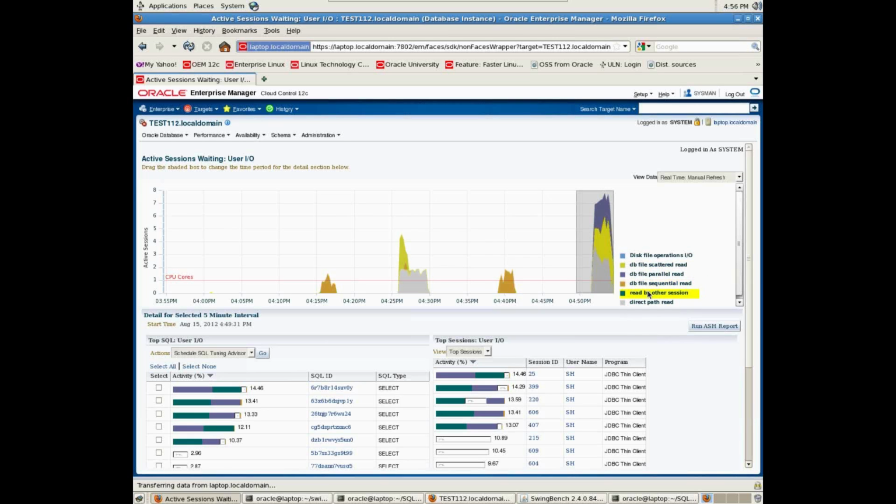There's also read by other session, because I've got 4 of these running. You get DB file parallel read, which again is because there's more than one session trying to do the direct path read thing. And we get a tiny bit of DB file scattered read, but barely anything. Oh, actually, is that? No, that's over here. So when I highlight DB file scattered read, you should see this peak highlighting here. In this particular area: direct path read, read by other session, a tiny bit of DB file sequential read, and some DB file parallel read.